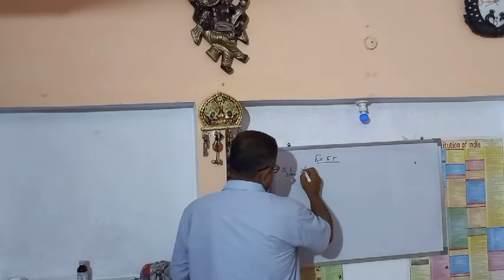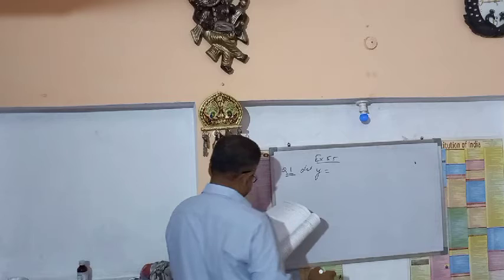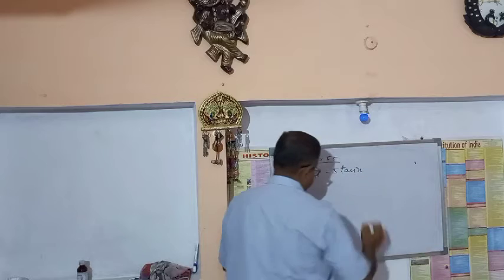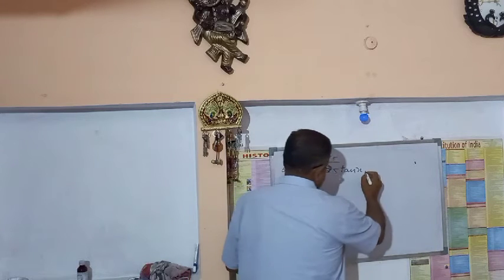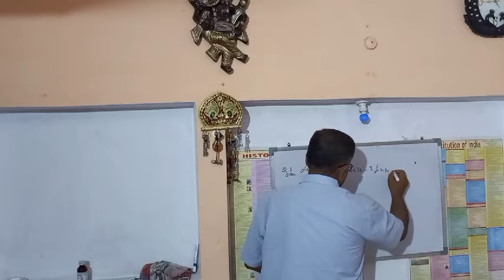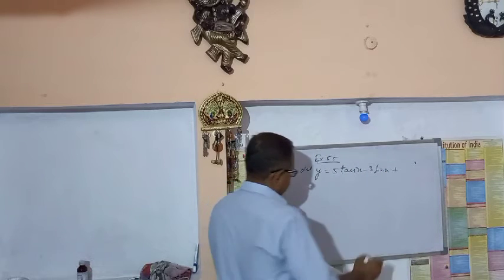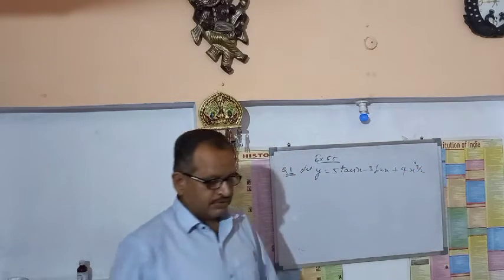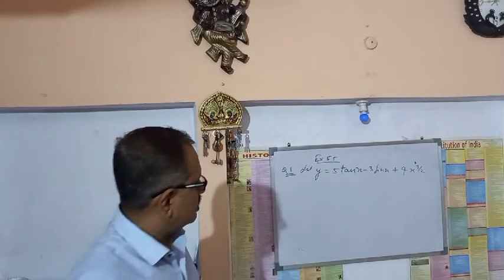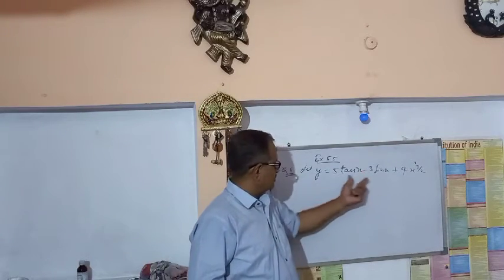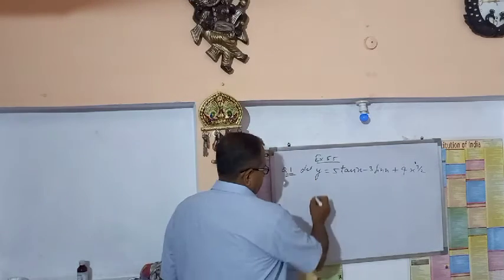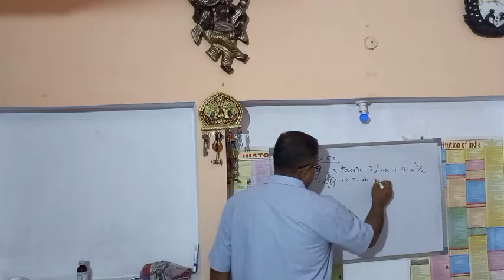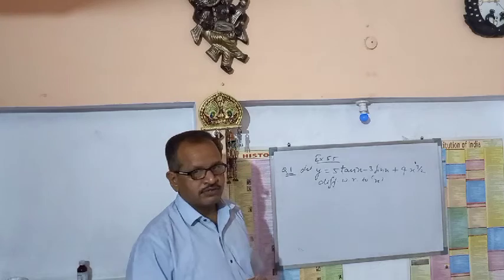So we will suppose let y is equal to 5 tan x minus 3 sin x plus 4 into x to the power 3 by 2. So we have to differentiate this function. We suppose this function is equal to y. Then, differentiating with respect to x.